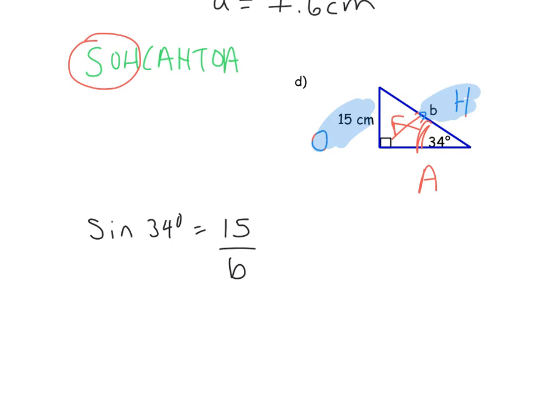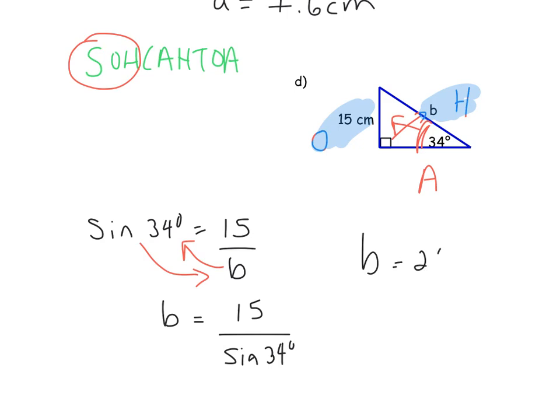So now I'm going to use my upstairs, downstairs. I'm going to move b upstairs. I'm going to move my sine 34 downstairs. That will allow me to isolate b. b is equal to 15 divided by sine of 34 degrees. And so there I go. I'm going to substitute that in, and I'm going to look for my answer. It should be 26.8 centimeters, I think. Now I'm going to pause to double check that. And that seems to be correct.